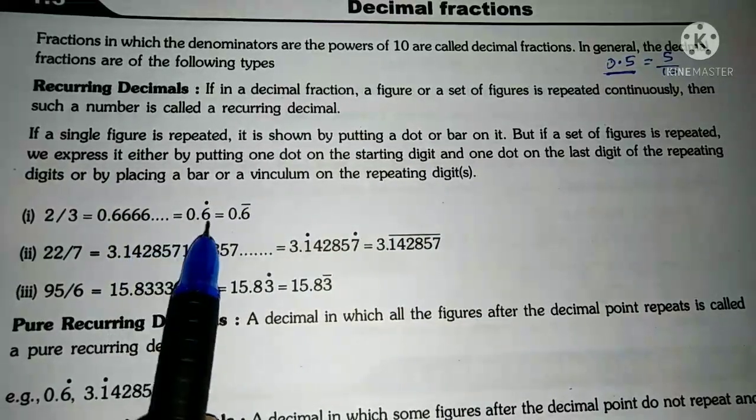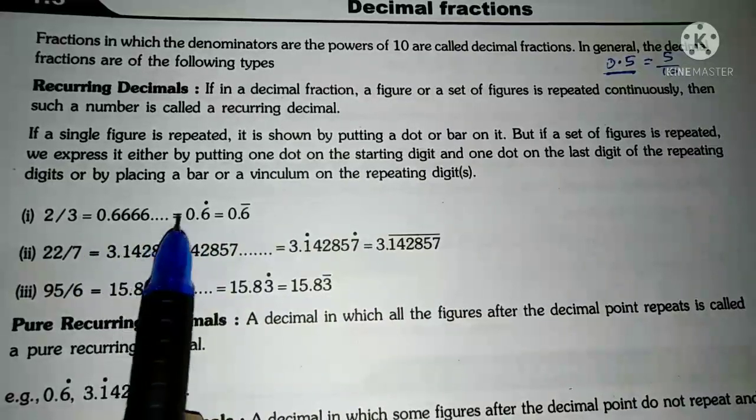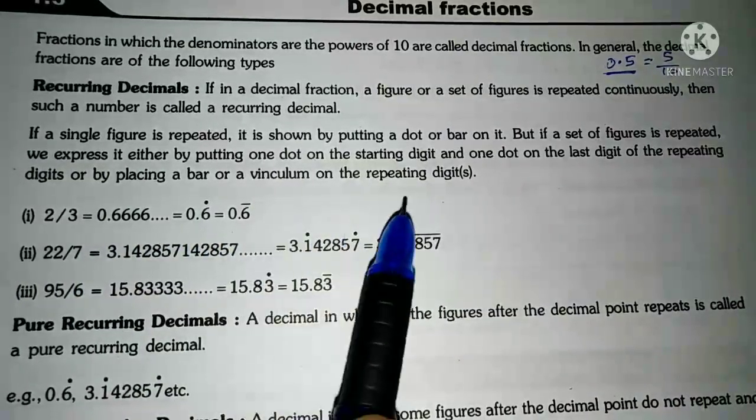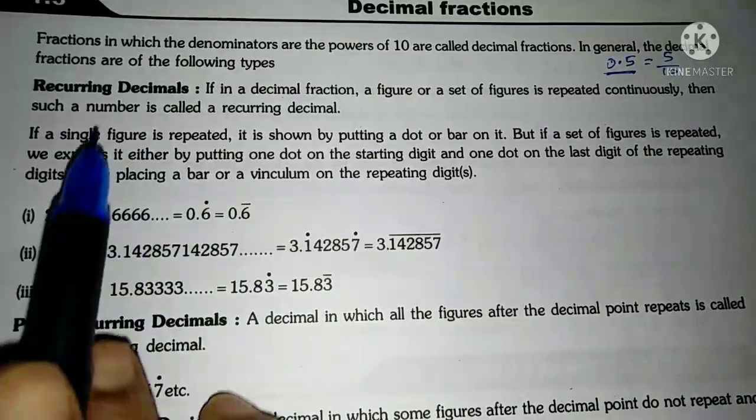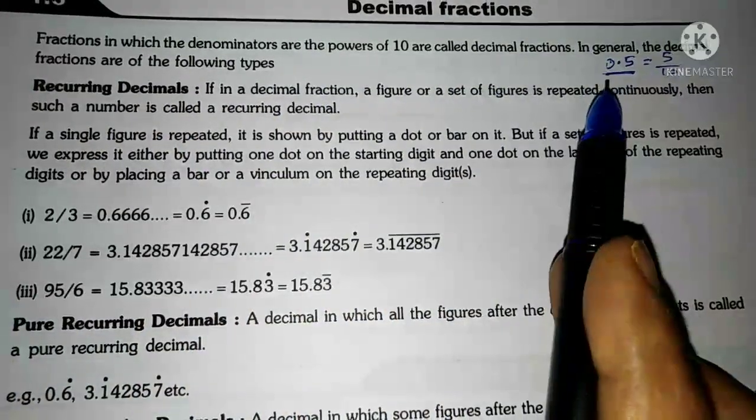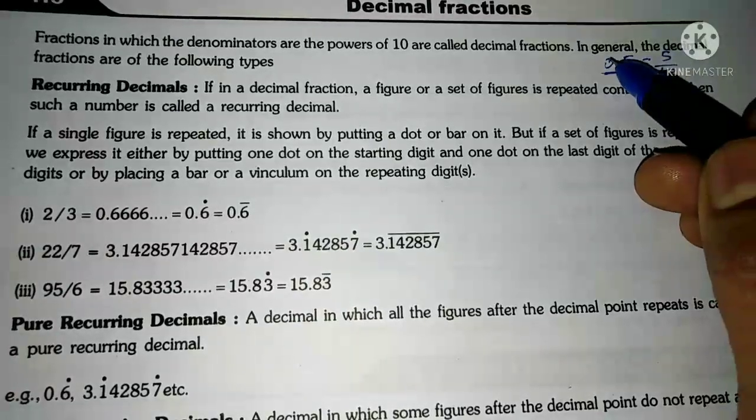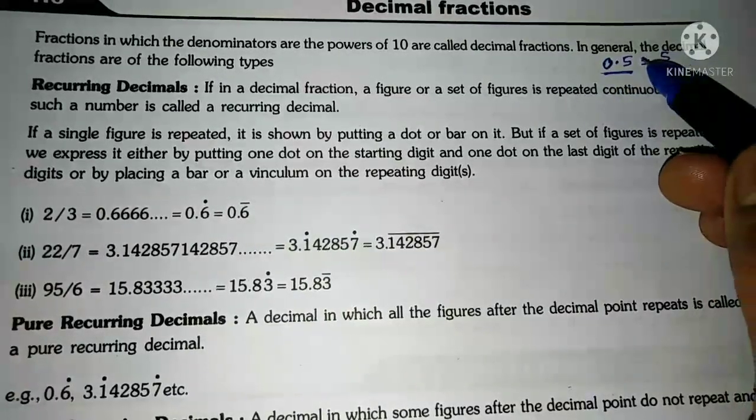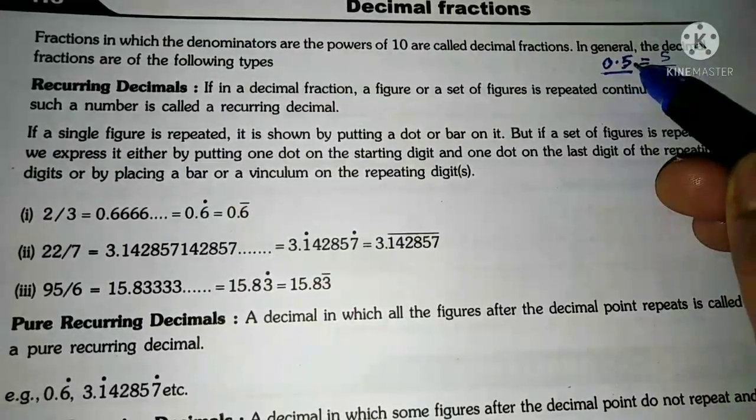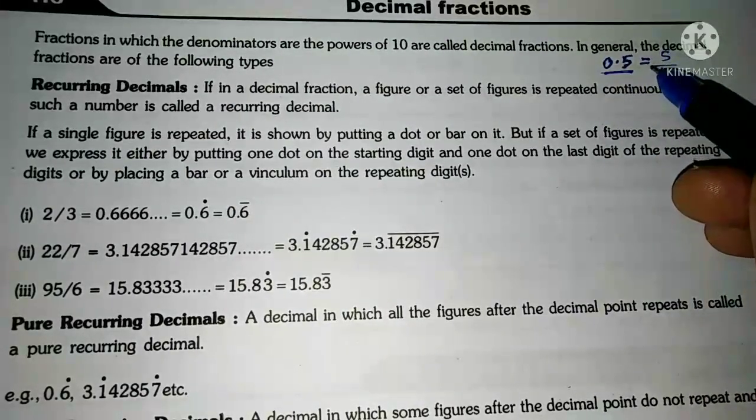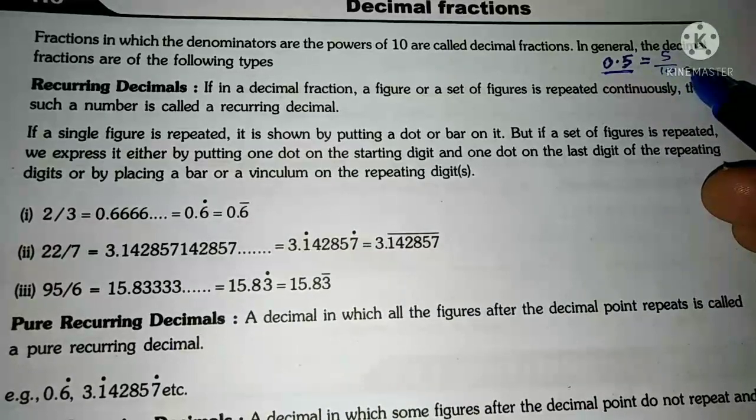6 will go up to infinity. 0.66666666 up to infinity it will continue. So this decimal number is known as recurring decimal. But here 0.5, that is equal to 5 by 10. There is an end. After 5 there is no number. After 5 it is not going to continue. So this is a non-recurring decimal.